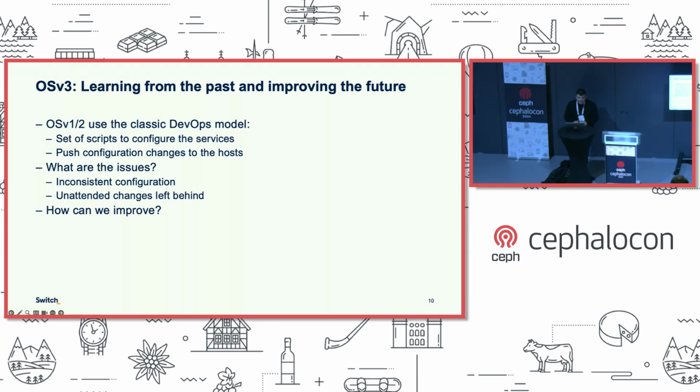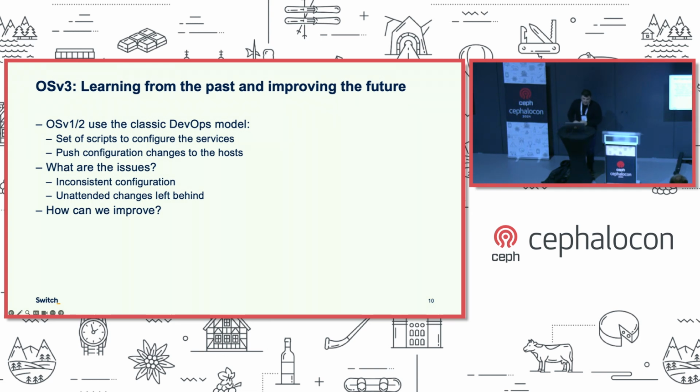So OSv3 is basically trying to learn from the past and improve the future. OSv1 and OSv2 use the classic DevOps model. So basically you have a bunch of Ansible scripts to configure the services, and then you push the configuration changes to the host. At some point, this can create some problems.